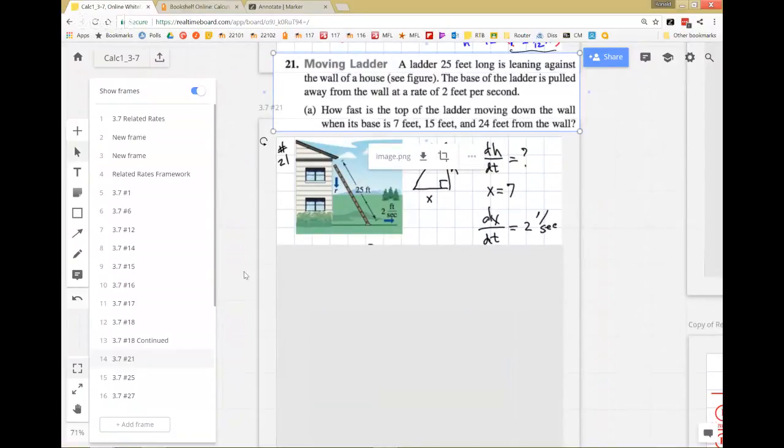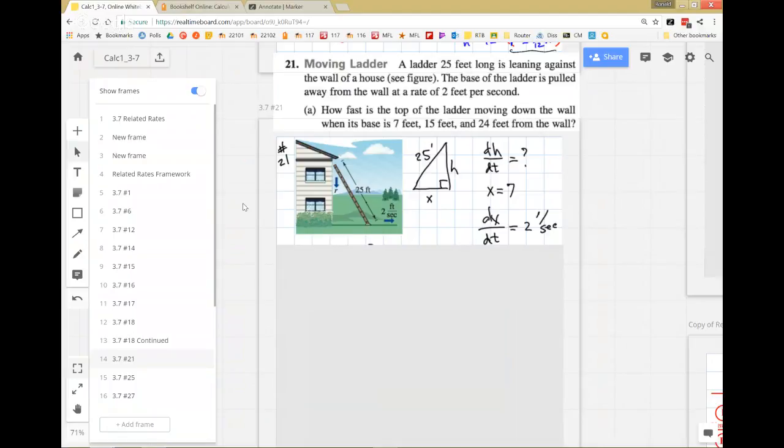A ladder 25 feet long is leaning against the wall of a house, and it says see the picture, and we've got the picture right there. The base of the ladder is pulled away from the wall at a rate of 2 feet per second. Not a good thing to hear about if you were up on the ladder, right? You wouldn't want that bottom of the ladder sliding out, but it is sliding out at a rate of 2 feet per second.